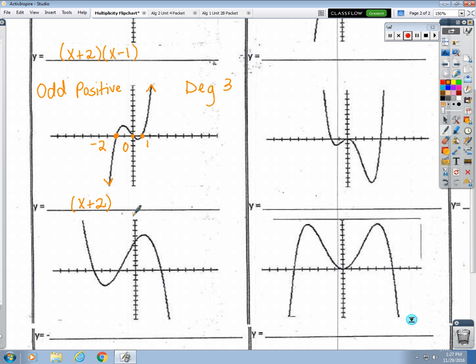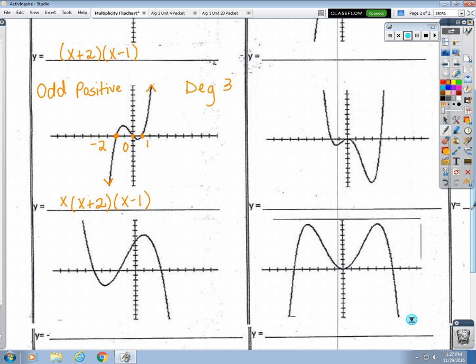X plus 2. What factor do I write when I have a 0 at 0? Just an X. And then what? And then X minus 1. Thank you.